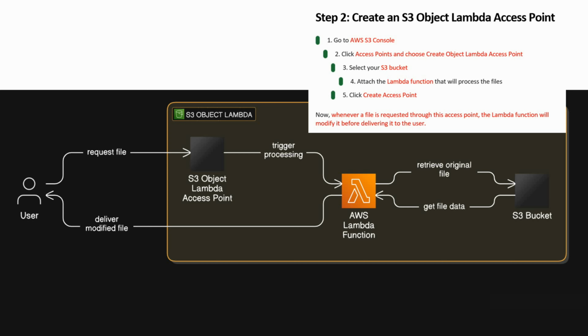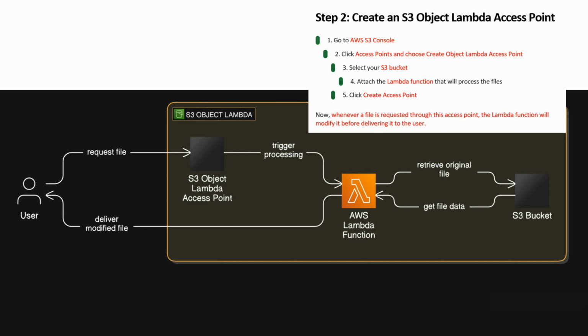Step 2 is create an S3 Object Lambda access point. For that, go to the AWS S3 console, click Access Points and choose Create Object Lambda Access Point. Then select your S3 bucket. Then attach the Lambda function that will process the files. Then click on Create Access Point. Then whenever a file is requested through the access point, the Lambda function will modify the file before delivering it to the user.